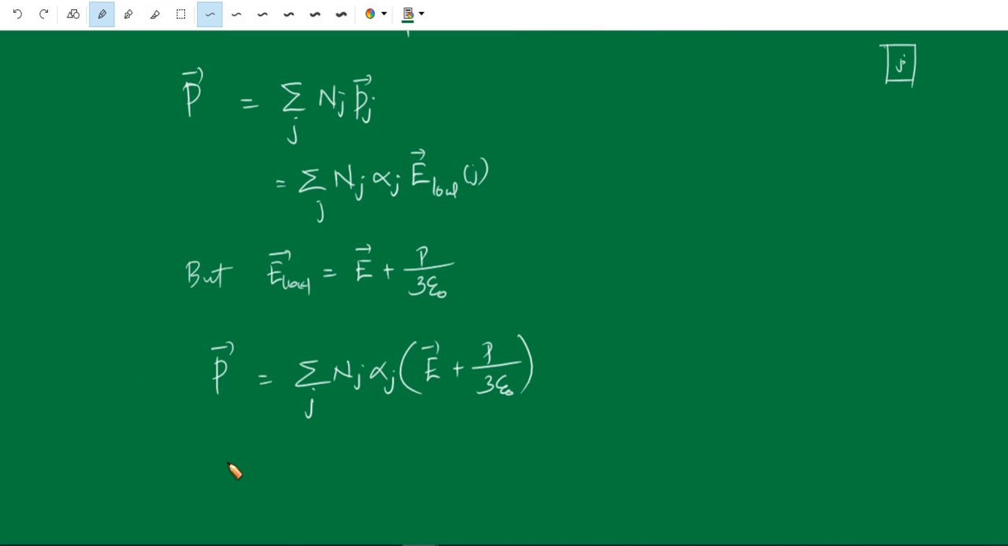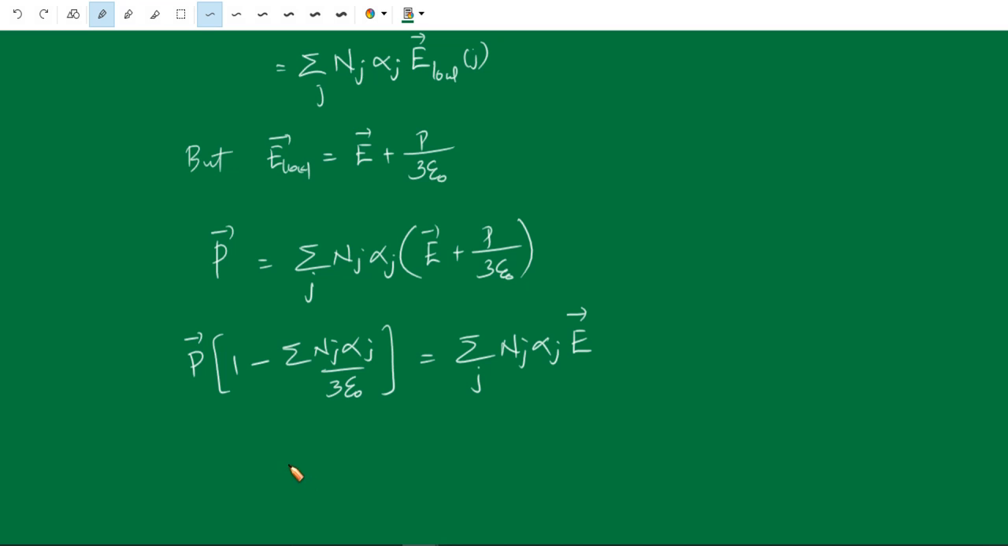So taking P to one side, P into 1 minus the summation of Nj alpha j divided by 3 epsilon 0 is equal to the summation of Nj alpha j into E. Or the polarization vector P is equal to the summation of Nj alpha j E divided by 1 minus the summation of Nj alpha j divided by 3 epsilon 0.